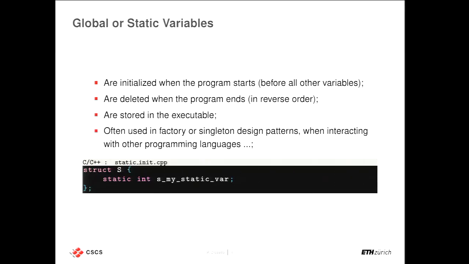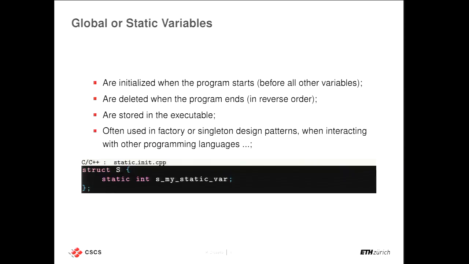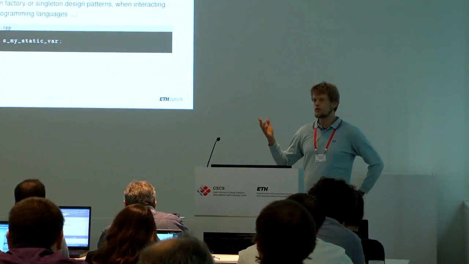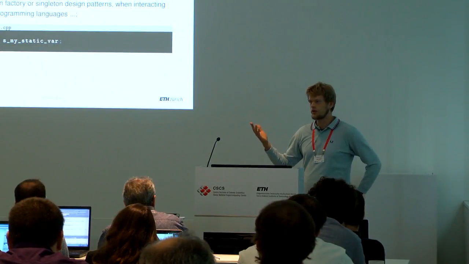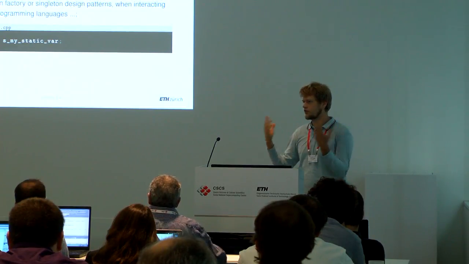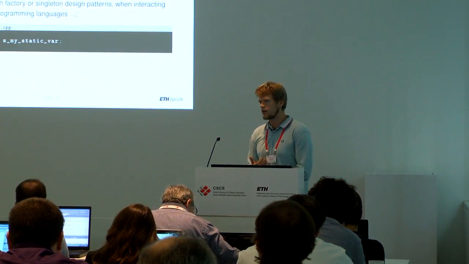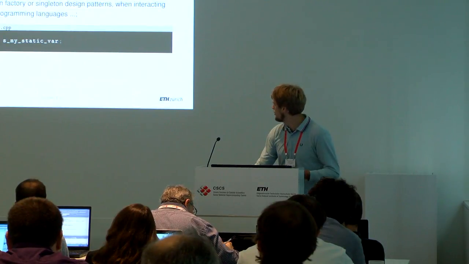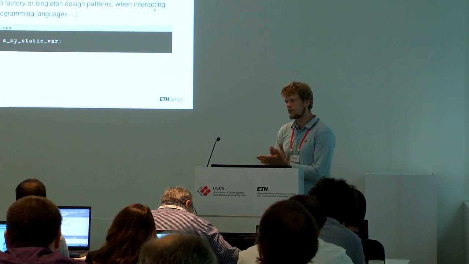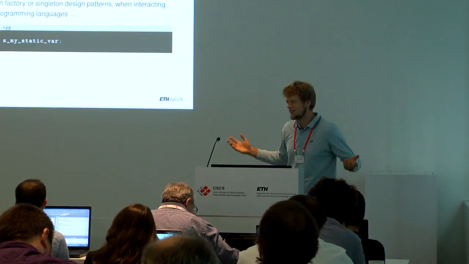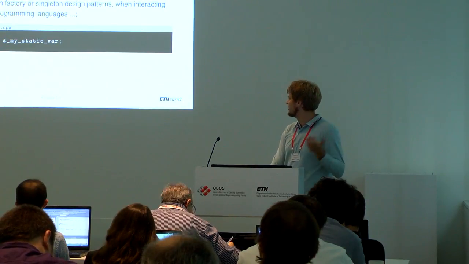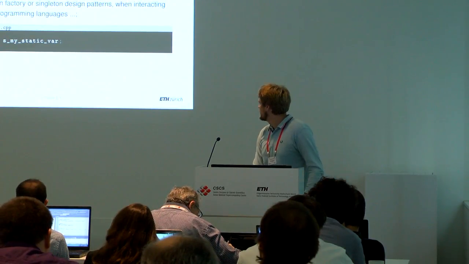Or also, for instance, if you work with CUDA with GPUs, if you want to use CUDA constant memory, one of the ways is to instantiate a global variable, and this will be in constant memory. And there's not many other ways to do that. So sometimes it's just useful to do it.